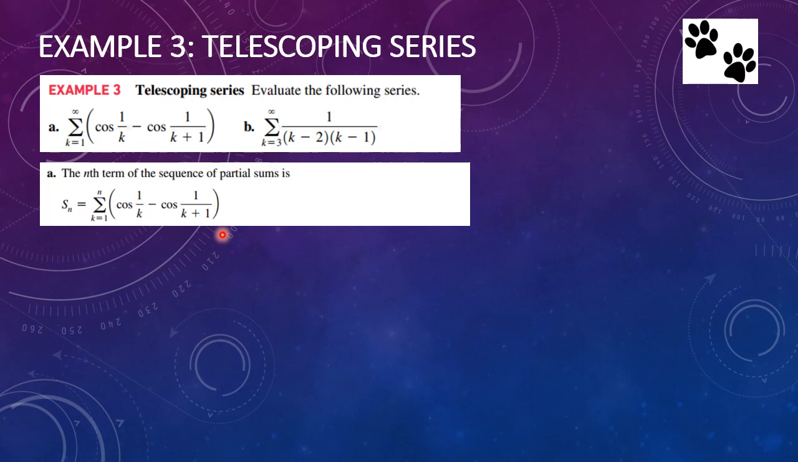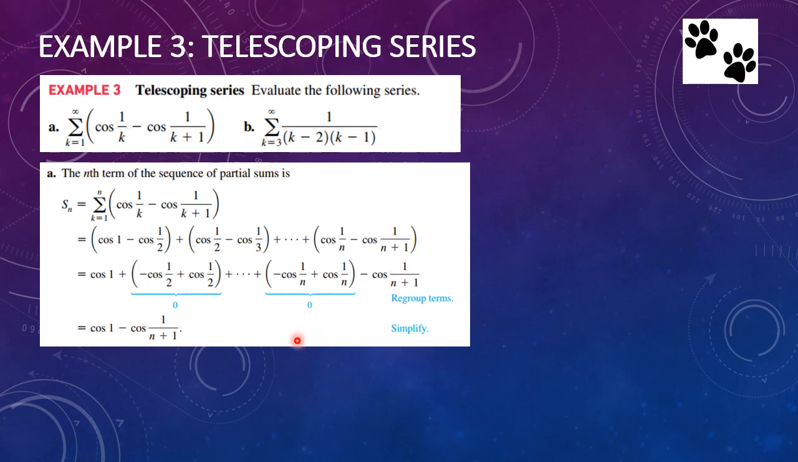They collapse down. So if we go through a few terms, when k equals 1, we get the cosine of 1 minus the cosine of 1/2. When k equals 2, we get plus the cosine of 1/2 minus the cosine of 1/3, etc., till we get to the cosine of 1 over n minus the cosine of 1 over n plus 1. If we regroup the terms, we have a negative cosine 1/2 and a positive cosine 1/2, which equals 0. And that would continue all the way until the very last term, where we'd have the negative cosine 1 over n and positive cosine 1 over n.